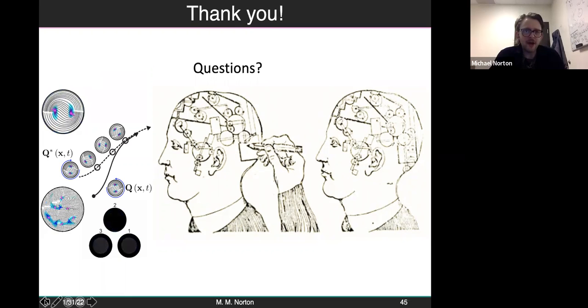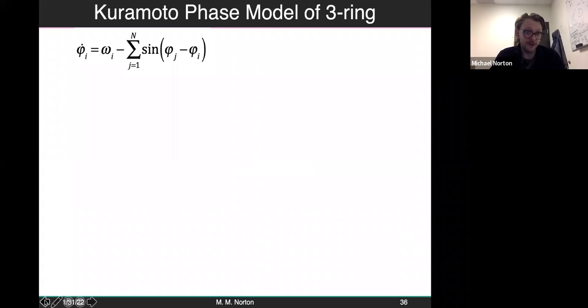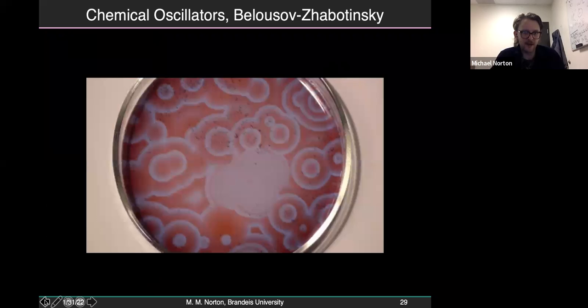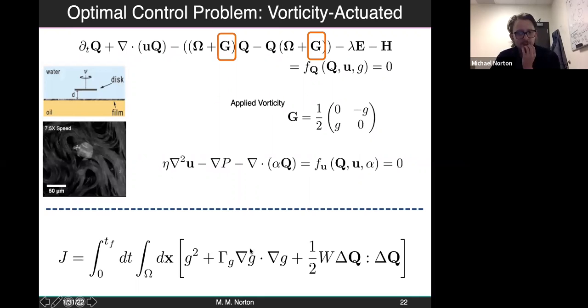Right. I guess I did not show what the cost function for the oscillator problem was, but for the active nematic, these were the components that I chose to minimize: the time and space integrated total control input, the gradient of that control, and the norm, the distance away from where I want it to be. Those could have included other things.